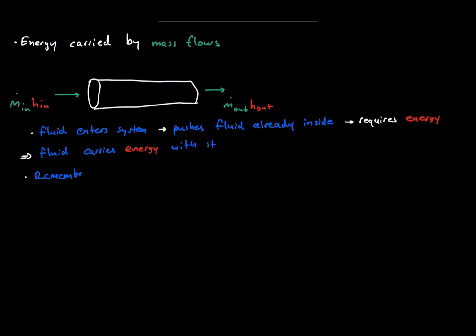To combine these two effects, we introduce a new quantity called enthalpy. Enthalpy is internal energy plus this pushing energy. So you can think of it as energy inside plus energy to make space. This is why we use enthalpy in flow systems. Instead of tracking two separate contributions, we use one single quantity.